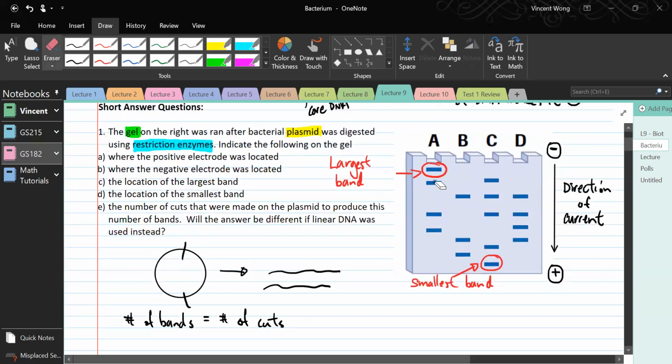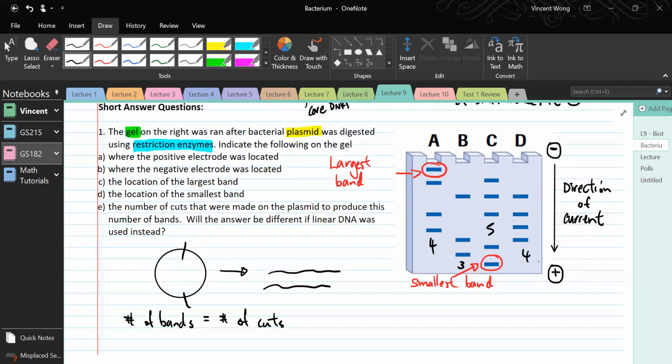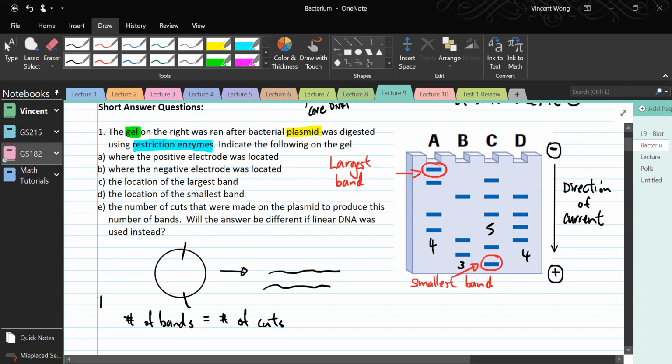So you see 4 bands here. That means there are going to be 4 cuts. Right? 3 cuts for here. 1, 2, 3, 4, 5 cuts. And then 4 cuts again. Does that make any sense? So that's for plasmid.